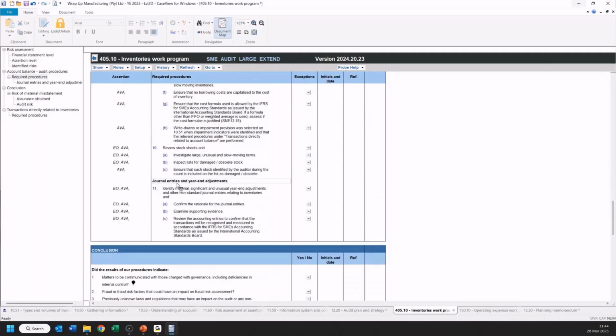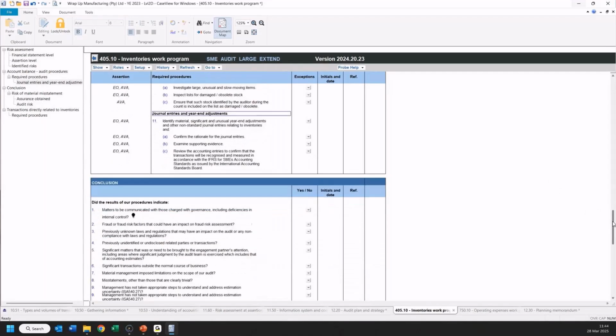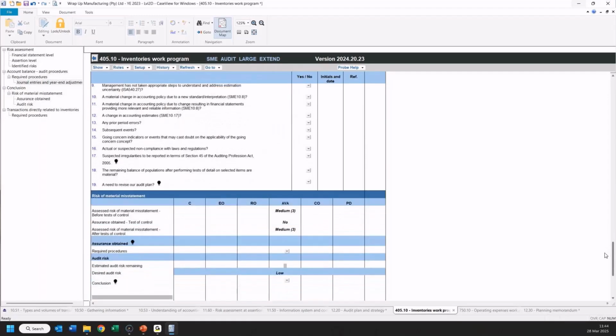There's my journal entries, which are the standard journal entry responses from the fraud response. And then at the bottom, I've got the conclusions, which you already know from audit level 1, that I will complete after I've done the work.